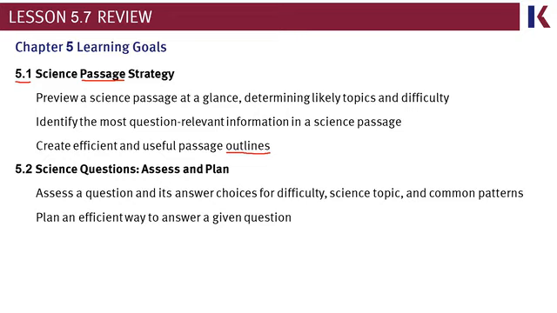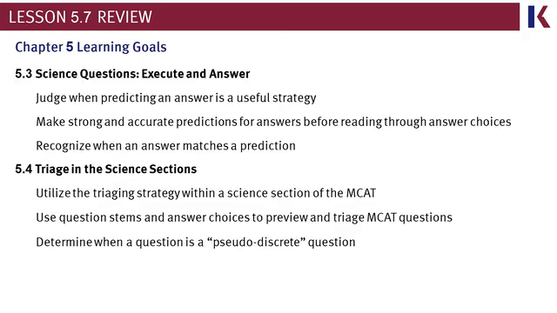Then there's the question strategy, which was across 2 lessons. Lesson 5.2, which was about assessing a question at a glance and then making a plan. And then lesson 5.3, which was about executing the plan you make, specifically on whether to make a strong prediction, and then moving through the answer choices. And that strategy in 5.2 and 5.3 should have really illuminated over time the way that problem solving works on this test. Lesson 5.4 was about triaging the science sections, both on the passage and the question level.